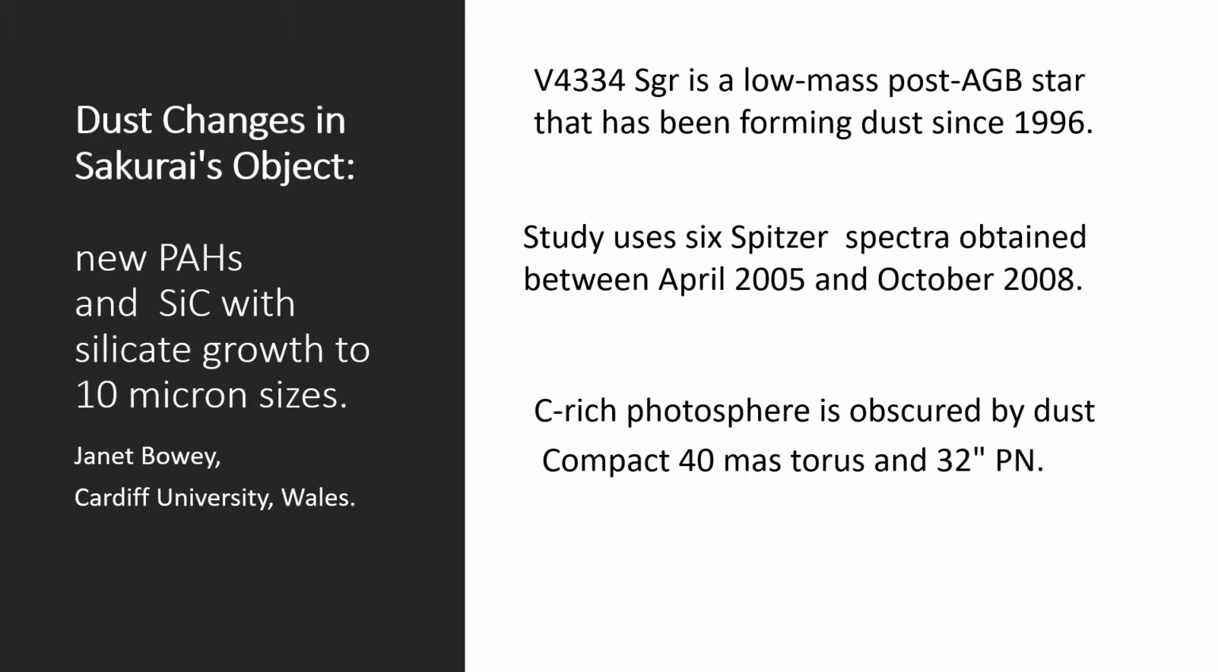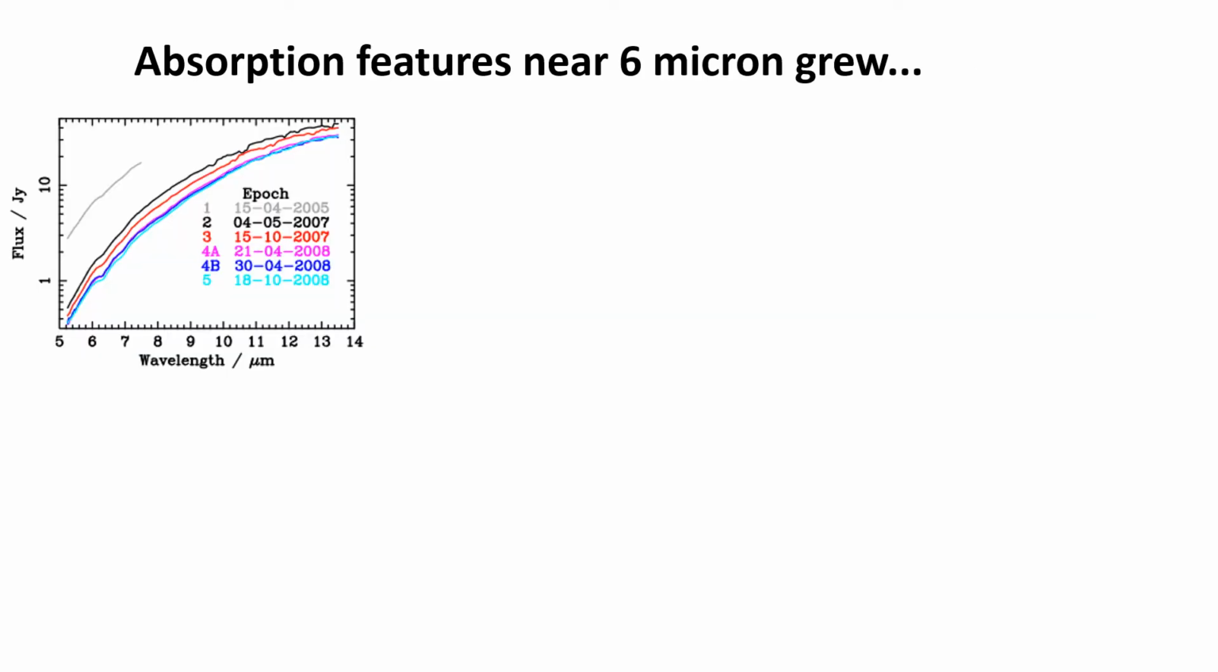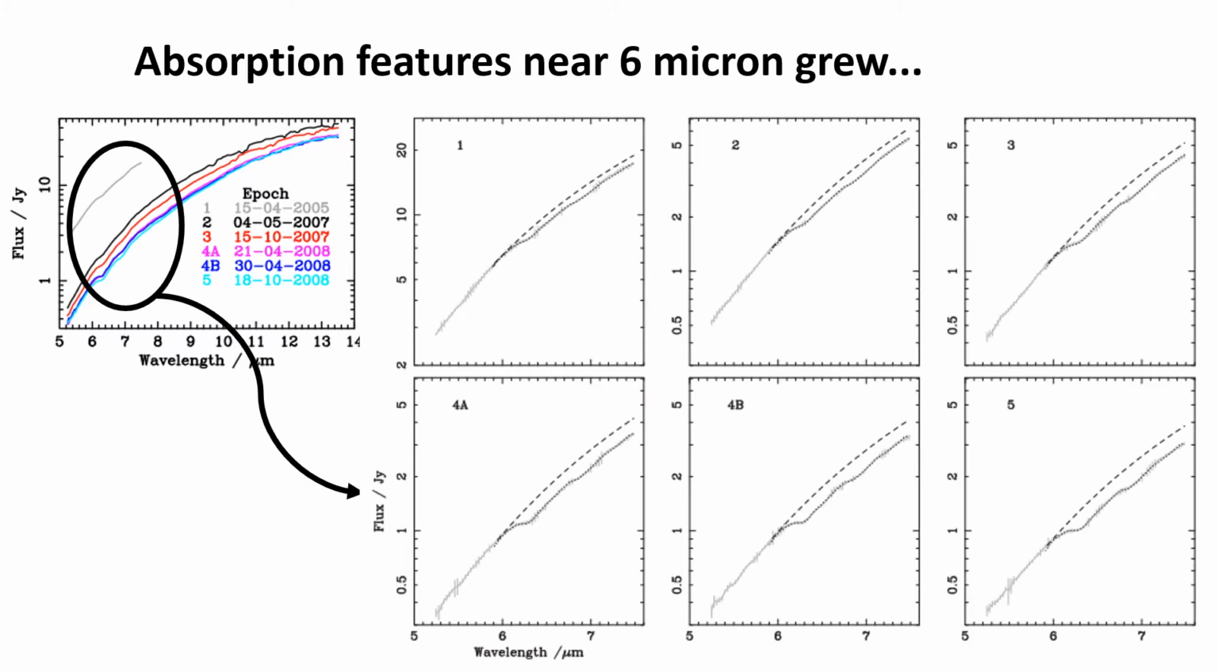It should also be noted that the object is surrounded by a 40 milliarc-second torus and a much larger planetary nebula, which presumably contains much older dust. Evans et al. 2020 first published these spectra from Spitzer. They noticed a weak absorption feature between 6 and 7 microns, which they assigned to some sort of carbonaceous material due to the carbon-rich atmosphere of Sakurai's object.